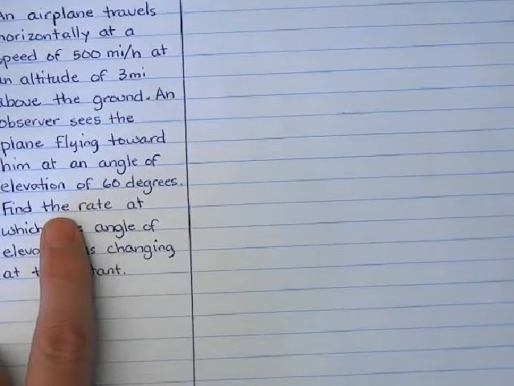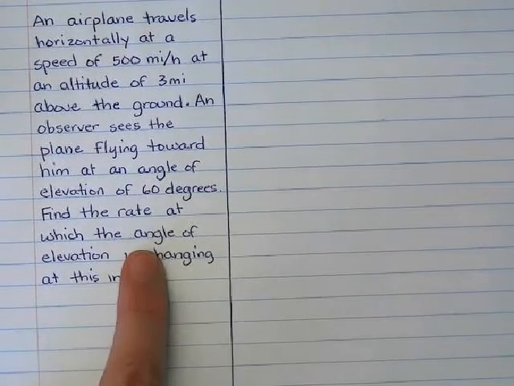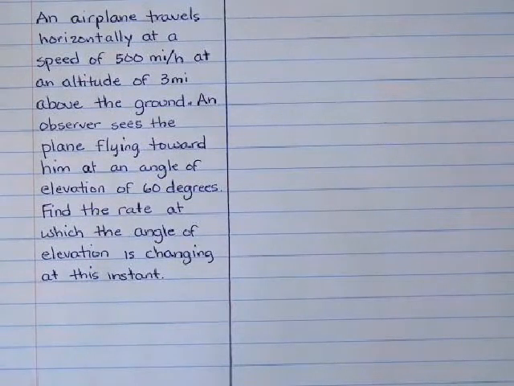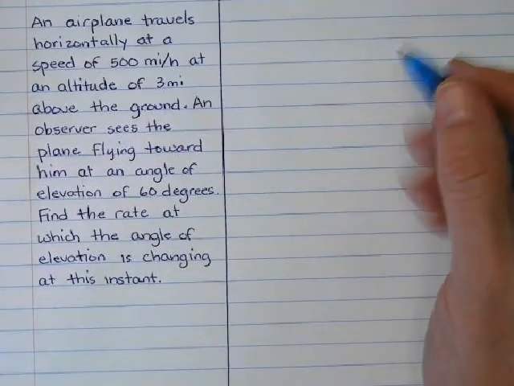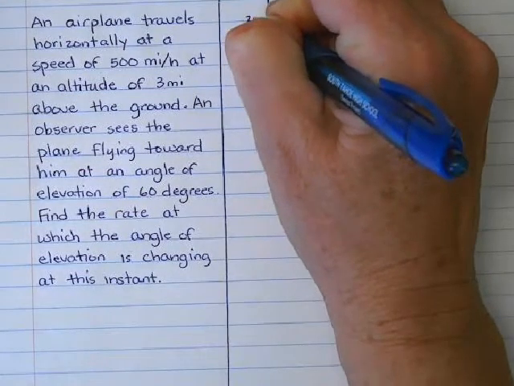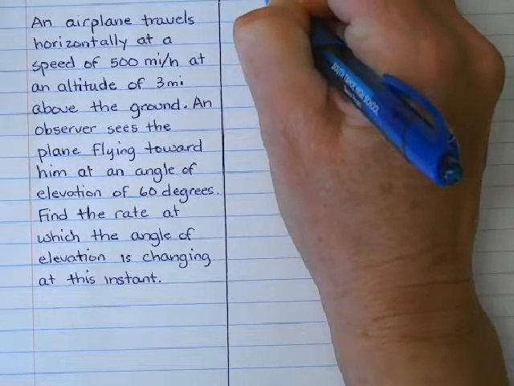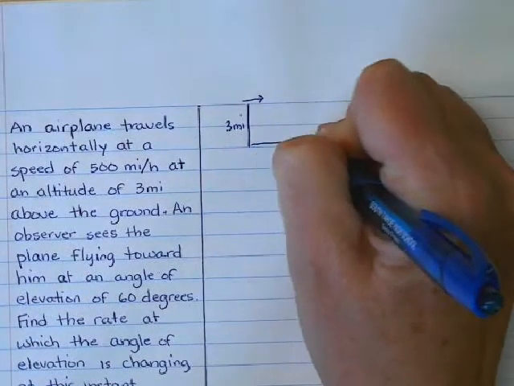But in this case, we have an angle of elevation of 60 degrees, and we want to find the rate at which the elevation is changing at that instant. So the angle, we're trying to find d theta dt. Let's make a picture here. We have an airplane, and it is 3 miles above the ground. Here's my airplane right there. It's traveling that way. And then there's a person on the ground.